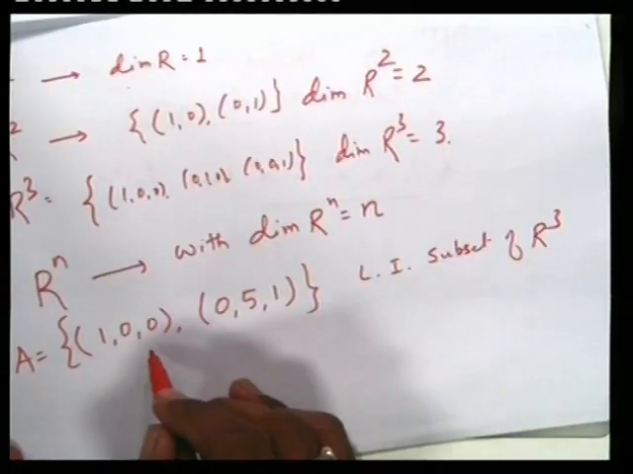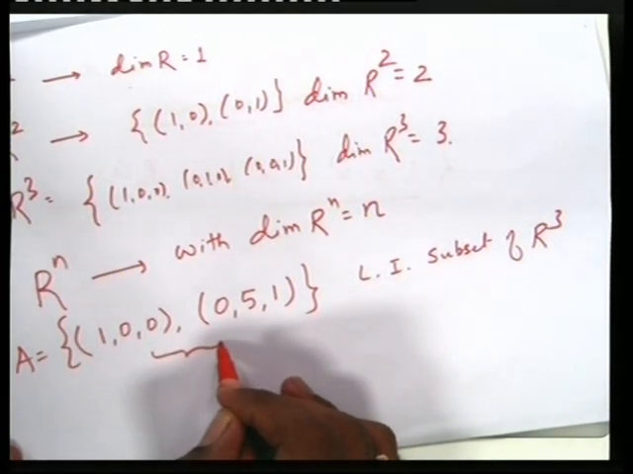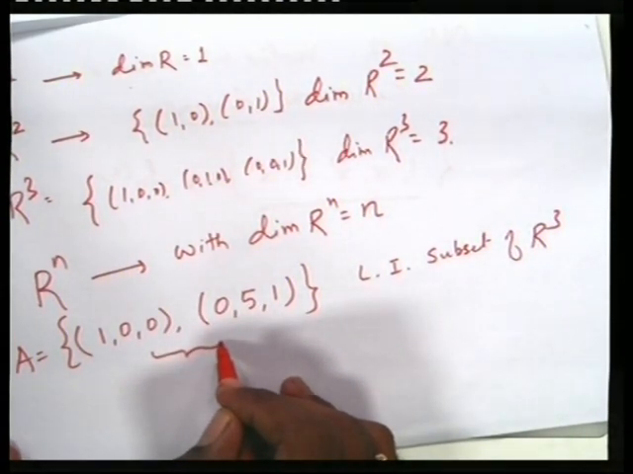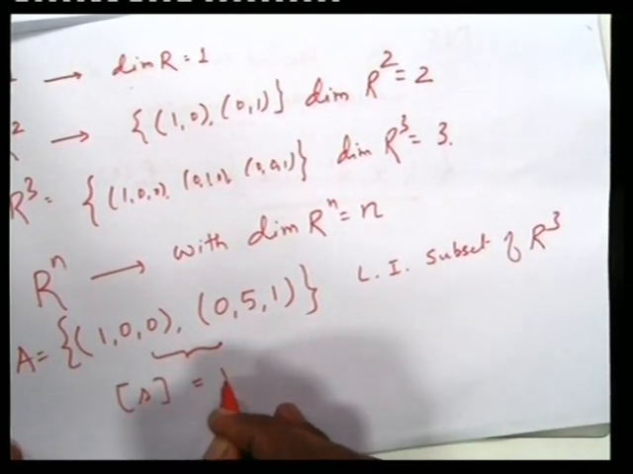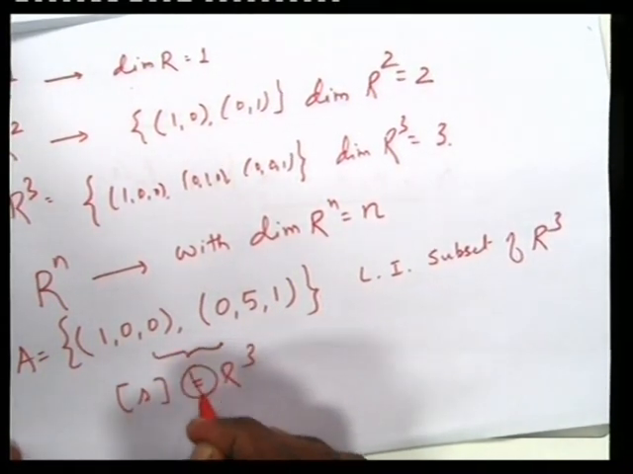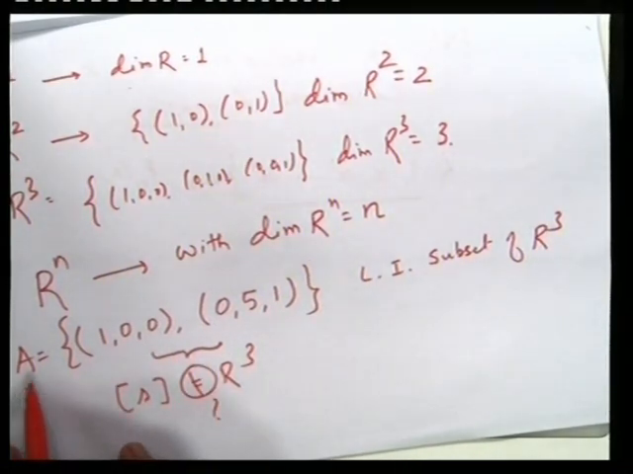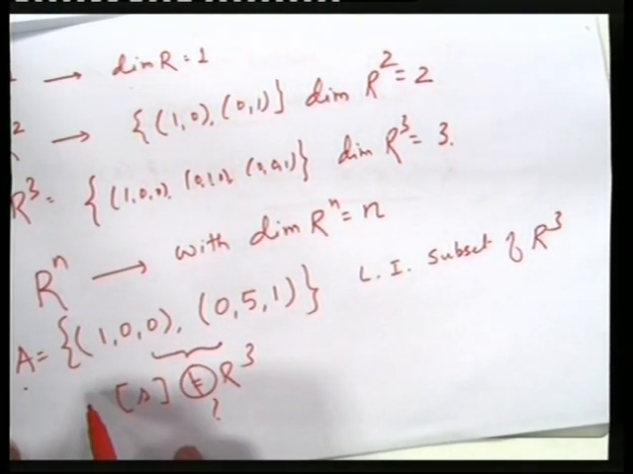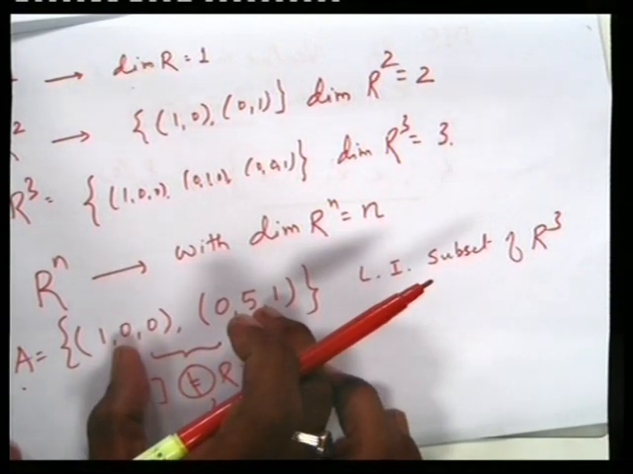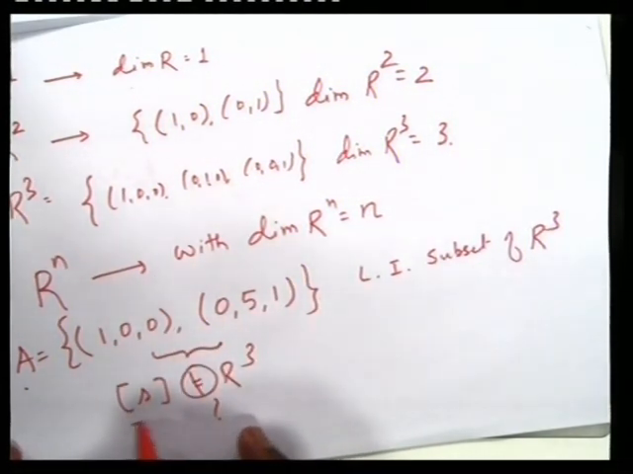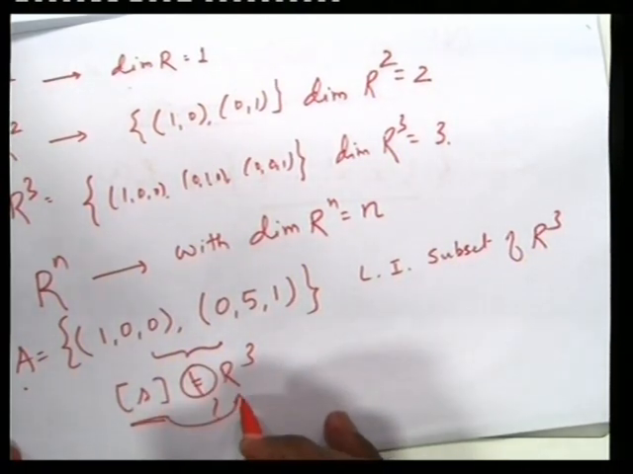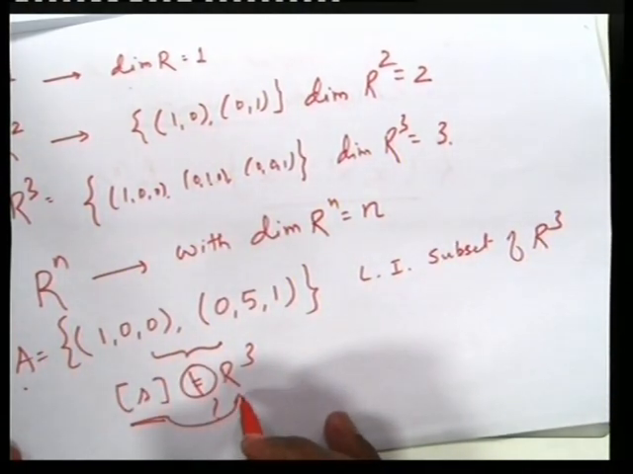We know that linear independence alone is not enough to define a basis. We must check whether the span of A is equal to R3 or not. This is our question. If the span of A is equal to R3, then definitely A will be a basis, and the number of elements in A is 2, so its dimension would be 2. Otherwise, we have to add some vectors to that set.